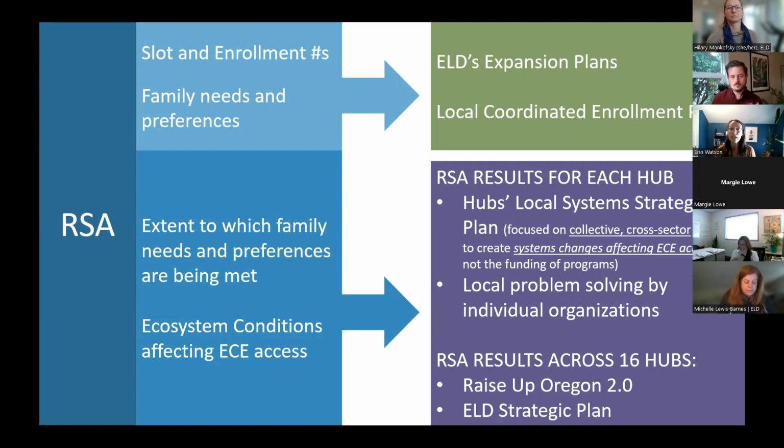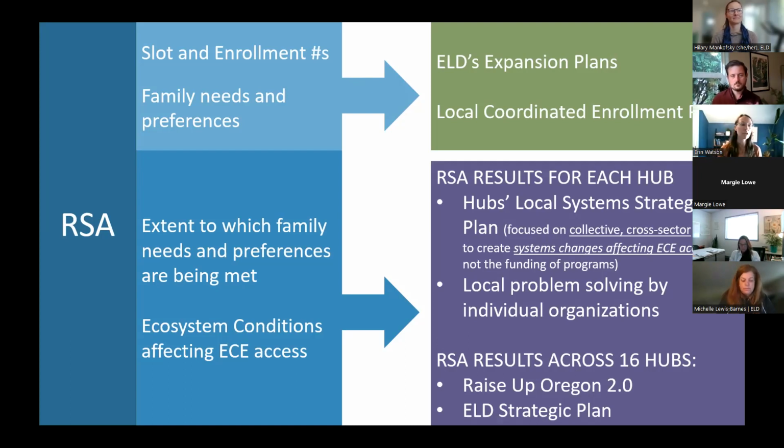It also can inform other types of local problem solving that individual organizations might do. For example, perhaps there's issues that come up within a particular school district that may not be prioritized for the strategic plan, but my goodness, could definitely be addressed by those individual entities. So some issues coming up in the regional system assessment can almost be given as gifts in a partnership kind of way.